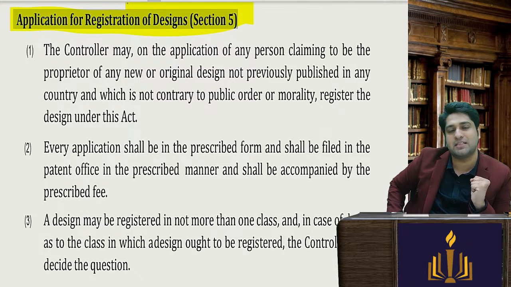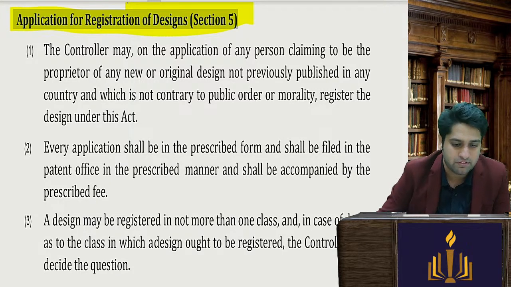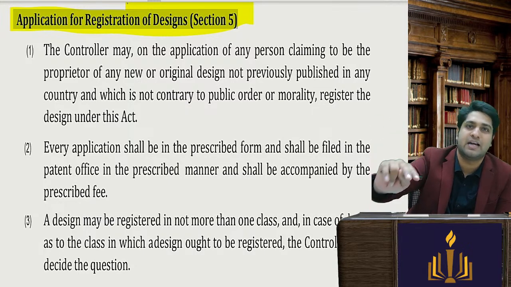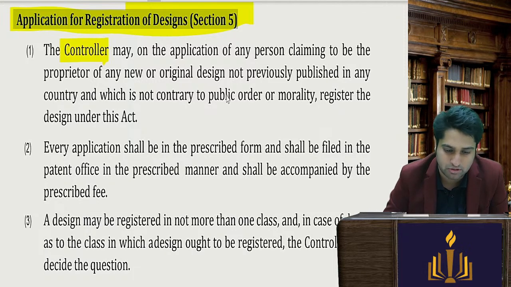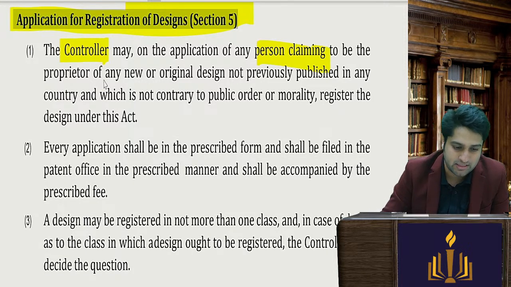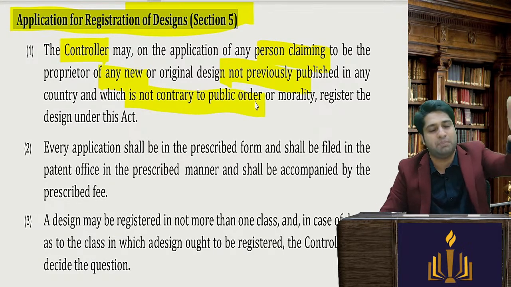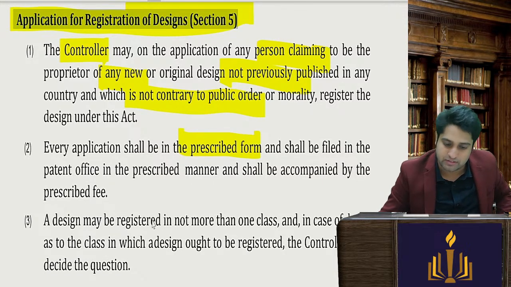Now once the design is made, how do you get it registered? So the very simple thing is you will make an application to the Controller of Patents, Trademarks and Designs. We saw this at the start of the chapter, the Department of Industrial Promotion and Trade, and within that we have the office of the controller. So the application will be made to the controller claiming that it is a new design, not previously known, and not contrary to law, please register the design. It should be filed in the prescribed form with the prescribed fee.